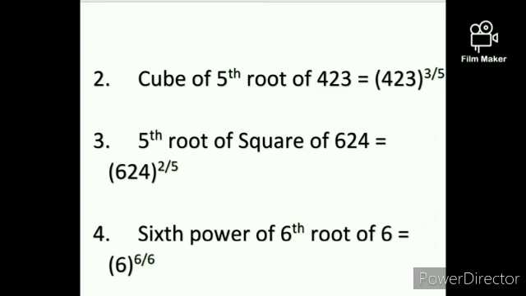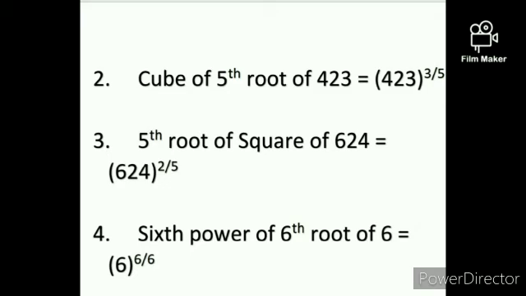Next, 5th root of square of 624. In the bracket? Yes, 624. Then the power. What is the power? 2. It's given square. Square means 2. Very good. Then upon the root. What is the root? 5. Very good. So how will you represent this? 624 raised to 2 upon 5.